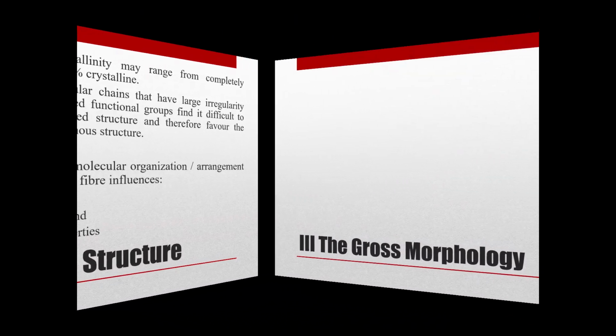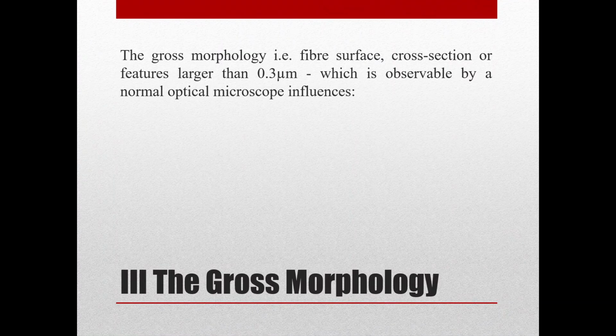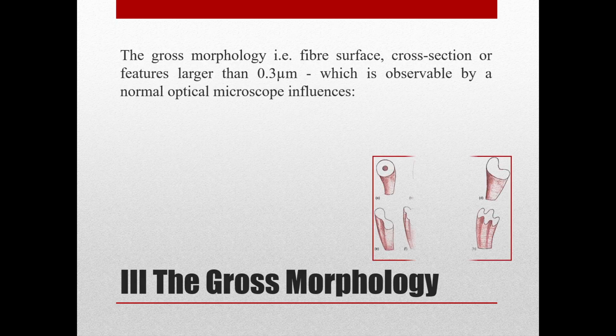And at the next or the third level, it's the gross morphology. Gross morphology means fiber surface or the cross section or the features that are there on the surface which are larger than 0.3 micrometer, which are observable by a normal optical microscope, and will also influence certain properties. So, for example, if one simply changes the cross section of the polymer, even if the polymer is the same in all these cross sectional shapes, one will still find that the properties change from one shape to the other.